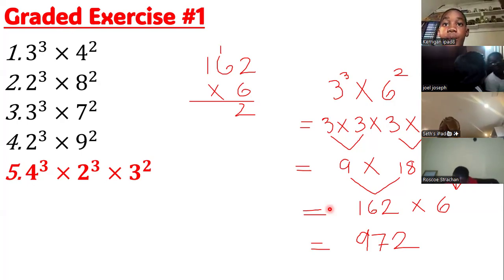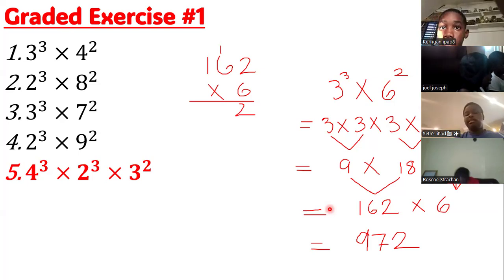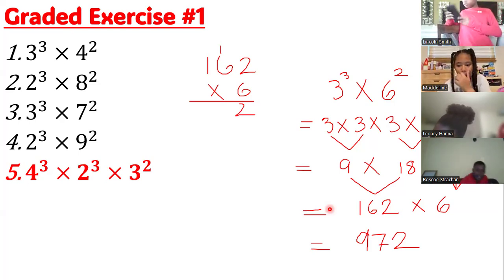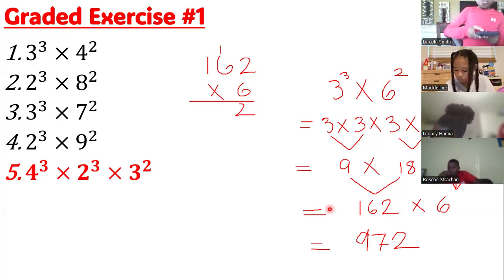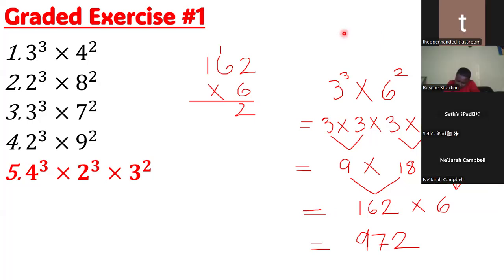Kerrigan, what number are you on? Number 5. Okay, that's good. Seth, what number did you say you're on? 3. Okay. Roscoe, what number are you on? 3. I sent my answers in the chat. Let me see. Okay, thank you.